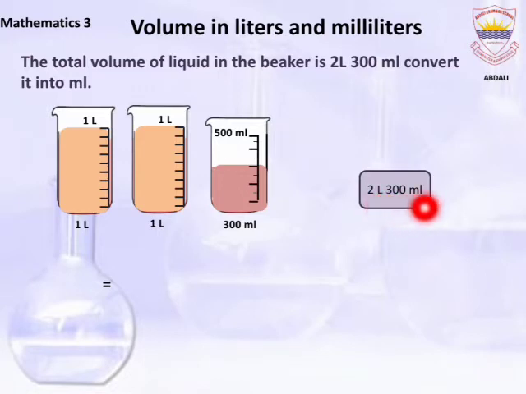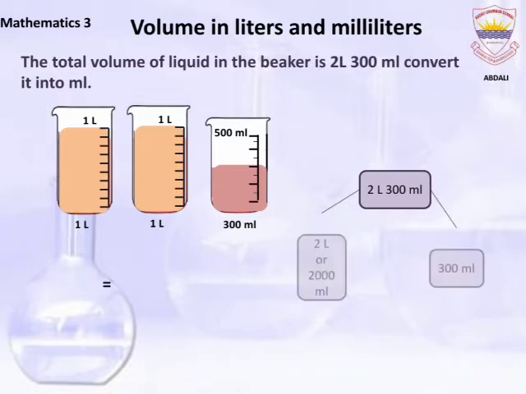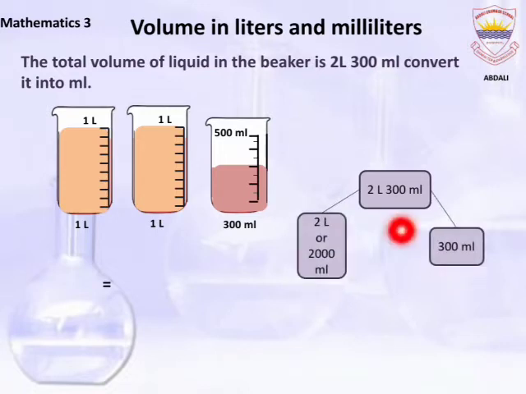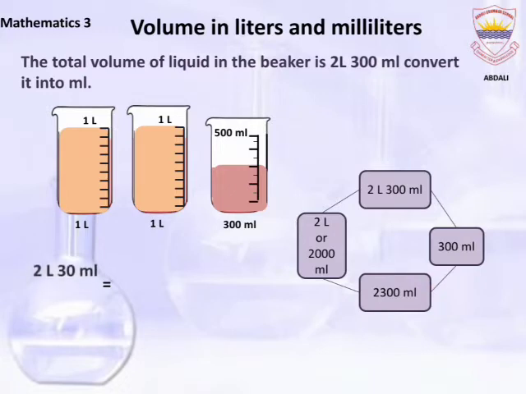Let's convert 2 liters 300 milliliters into milliliters. First of all, we separate the liter volume and milliliter volume. We write in the first box 2 liters. Students, you also know that 2 liters is equal to 2000 milliliters, and we separate 300 milliliters. When we add the milliliter amounts, we write it combined as 2300 milliliters.